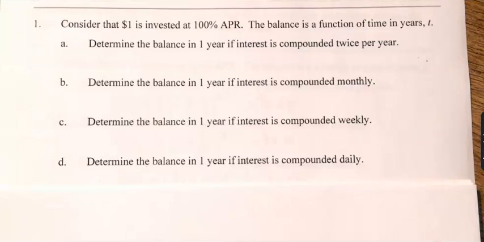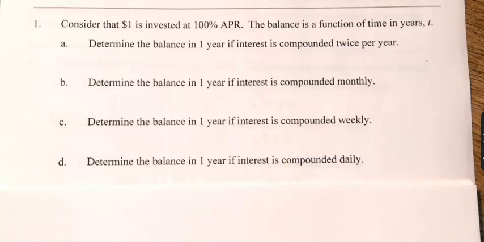Consider that $1 is invested at 100% APR. Now, this is not a plausible situation, so just bear in mind we are deriving a number, and we're looking at this particular situation to help us notice something. It says the balance is a function of the time in years t.